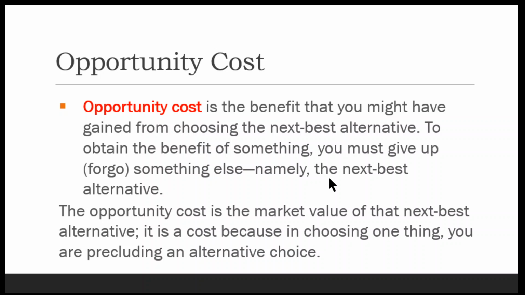What if I decided to work instead of going to school? What gain will I lose? I will not be able to finish immediately my degree if I stop. Okay, so what opportunity did I lose? I lost the opportunity to get a degree the soonest time. And that is your opportunity cost. Okay, it is the cost because in choosing one thing, you are precluding an alternative choice.